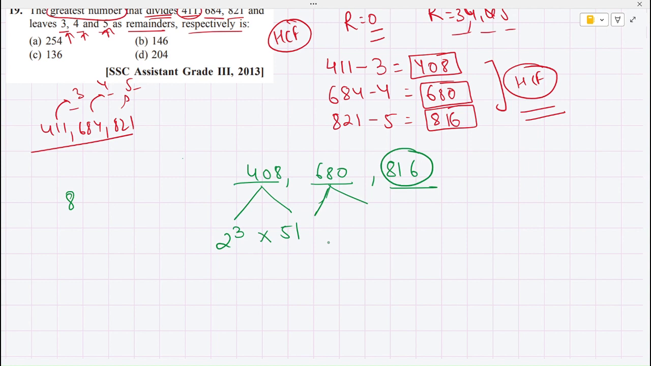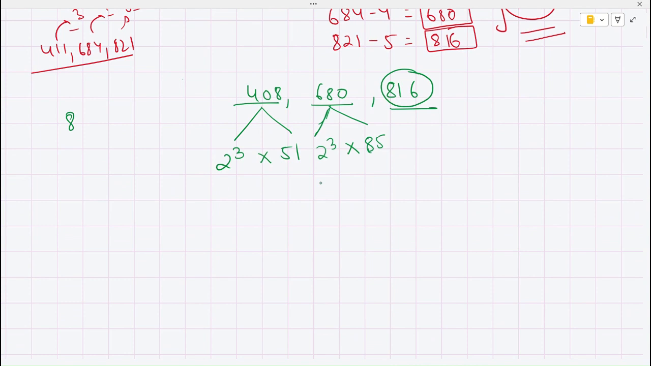Right, see 8 5s are 40 and we'll be left with 1, 8 itself. And here we'll have 2 raised to the power 3, that is 8, multiplied by, so 8 8s are 64 and then we are left with 5, so it will be 85 here. So these will be the two numbers present here. But after this, since 51 and 85 are not prime numbers, we'll again try to convert them. So this becomes 17 multiplied by 3 and this will become 17 multiplied by 5.